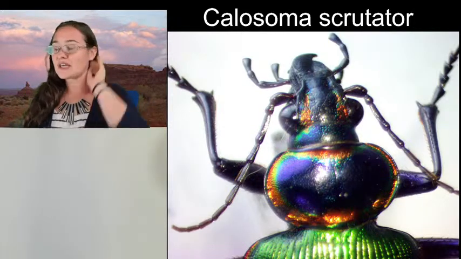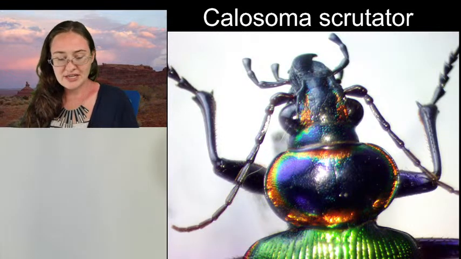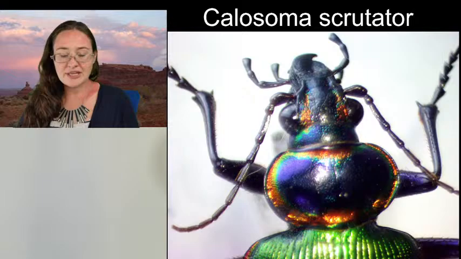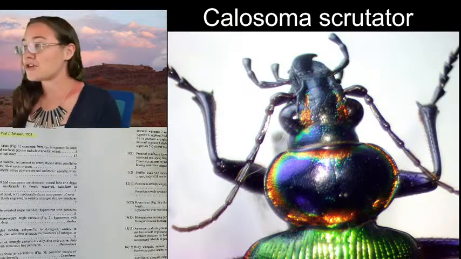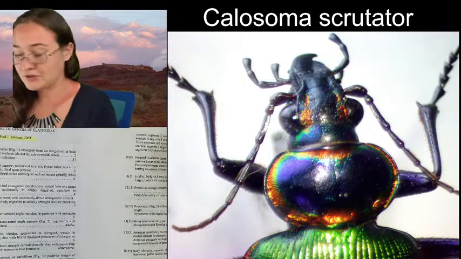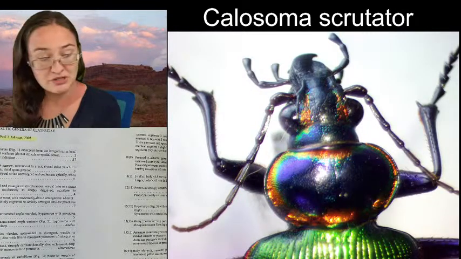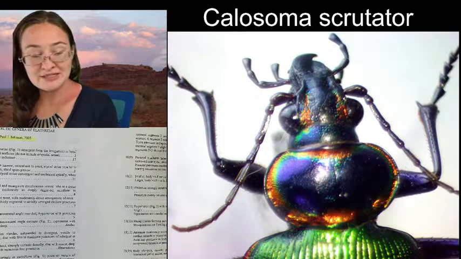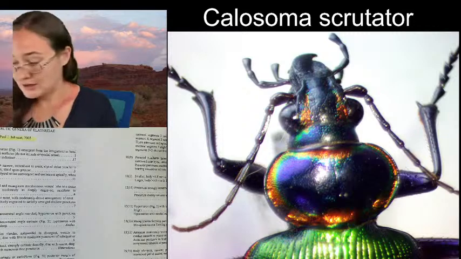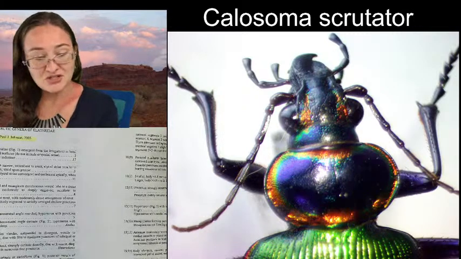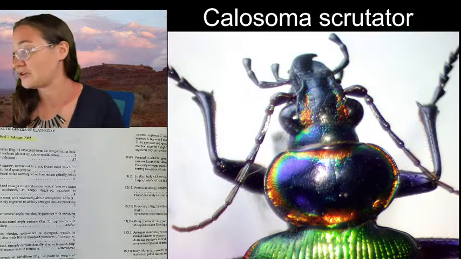So this is a key that was written in 2003 by Paul Johnson, and it's called the Key to the Nearctic Genera of Elateridae. I'm going to go ahead and write that in the chat for you. If you Google it, you should be able to find this key for free, because I believe I just printed it off of the internet. And it's 2003, so the taxonomy is fairly new.